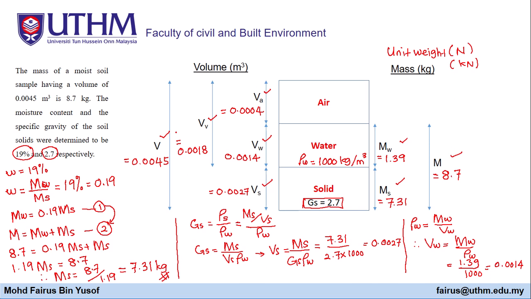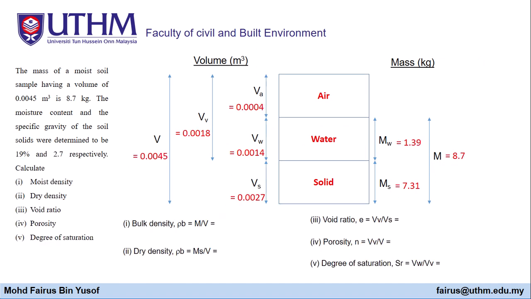Now we can determine or calculate the answer for the parameters. So now we know MW, we know the MS, we know VA, we know the VW, we know the VS, we know the VV, and we know the V. The question asks you about the moist density, dry density, void ratio, porosity, and degree of saturation.